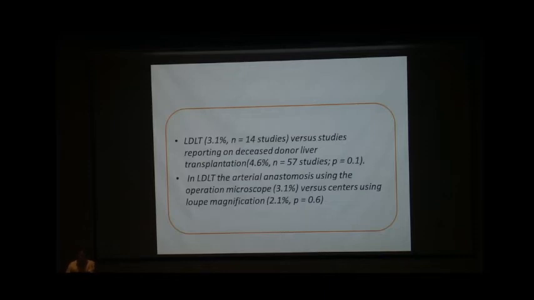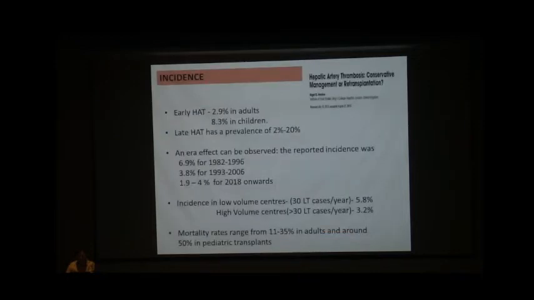Regarding deceased donor and live donor liver transplantation, there was no difference in that review article, and we are going to further discuss the difference between the two, and not much difference between live donor and deceased donor as per the literature. Regarding anastomosis, that is whether you use a microscope which has got higher magnification, or loupe magnification which has got up to 10 times magnification, not much difference between those two groups also.